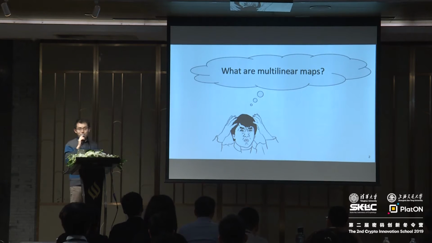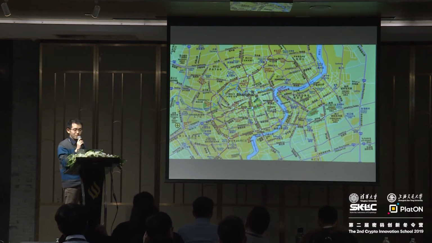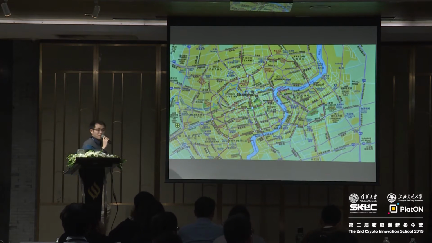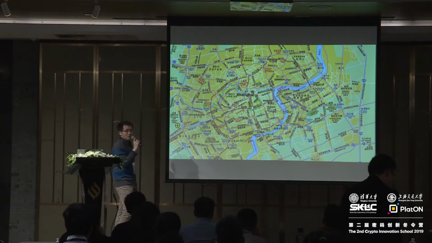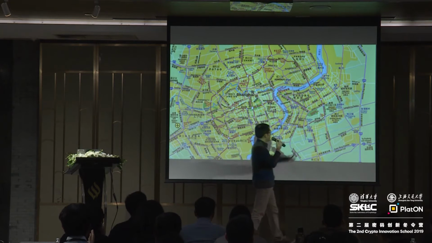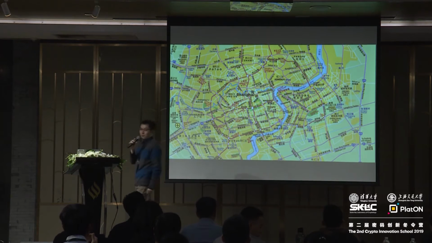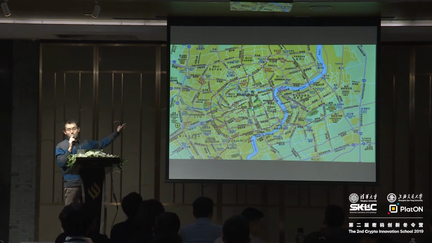So what are multilinear maps? Let me start the talk with very simple multilinear maps. So this is the map of Shanghai. I was also born in Shanghai. So right now we are at this position. So why does the map of Shanghai remind us of multilinear maps? Because all the roads in Shanghai are highly non-linear or multilinear. It's not like straight lines.